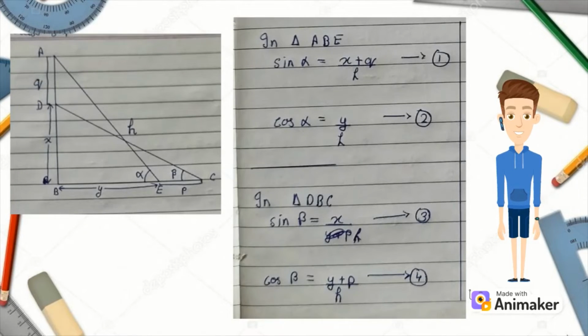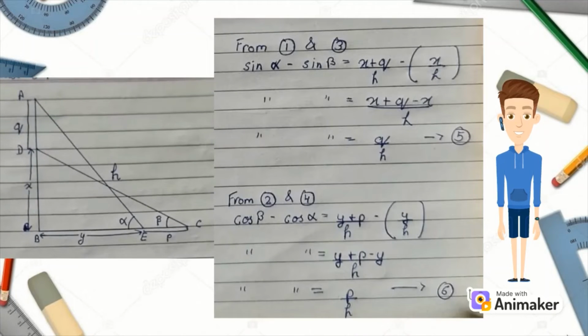First of all, in triangle ABE, sin alpha is equal to x plus q upon h. Let this be equation 1. And cos alpha is equal to y upon h. Let this be equation 2. Then in triangle DBC, sin beta is equal to x upon h. Let this be equation 3. And cos beta is equal to y plus p upon h. Let this be equation number 4.